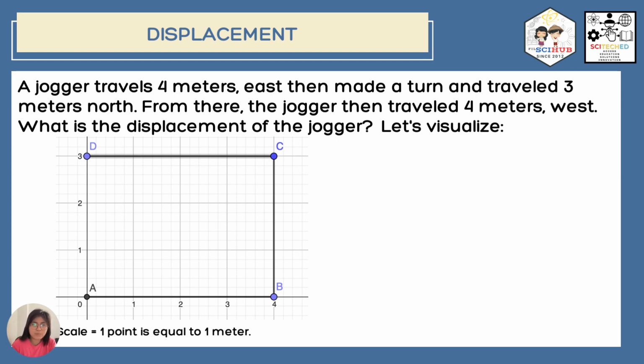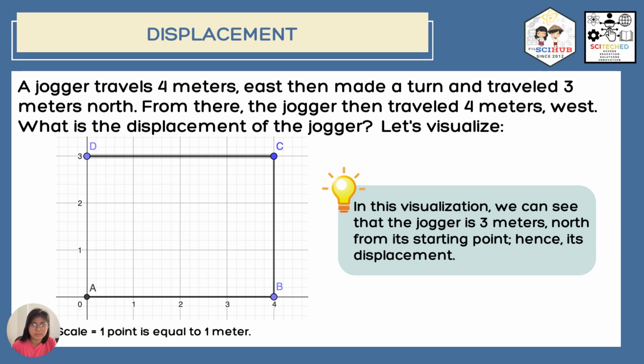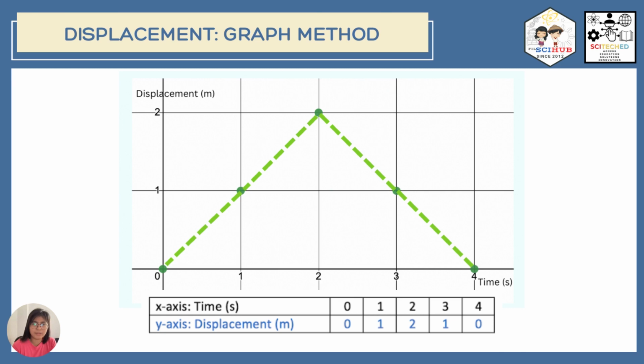But as you can see here, when we were talking about displacement, we just need to figure out the distance of point A to point D. And because we can see in this visualization that the jogger is 3 meters north from its starting point, therefore, that is its displacement. 3 meters north.